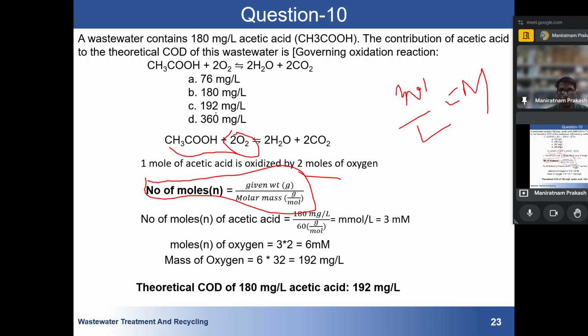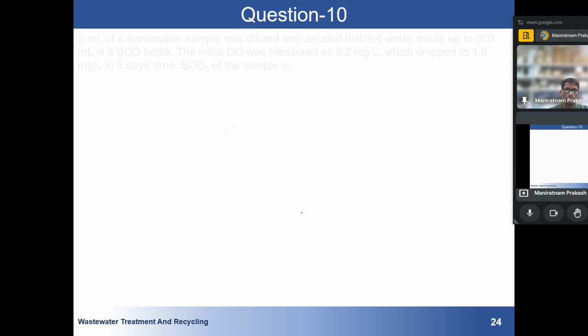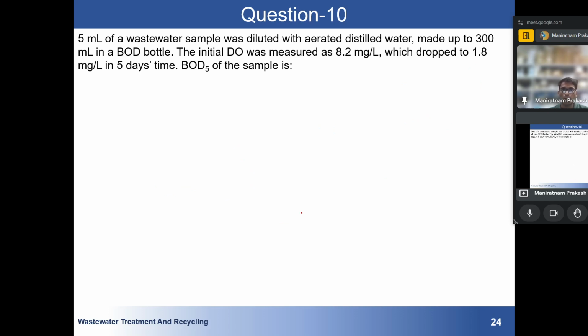So to consume this much acetic acid, this much oxygen is required. If that water has this much oxygen, then this much acetic acid can be completely consumed. Okay, so this was a very easy question. You can expect this type of question in the exam. Now this is an important thing, that this is the complete BOD topic.